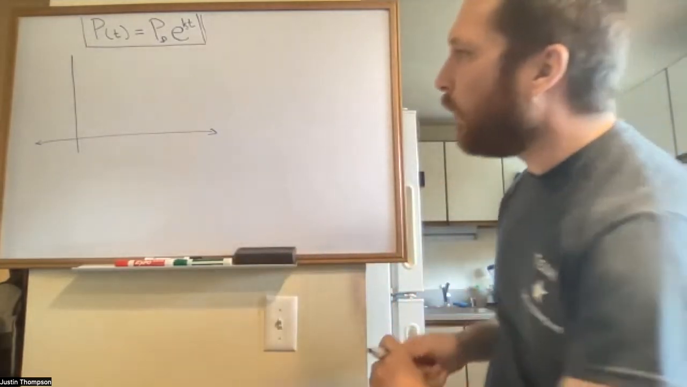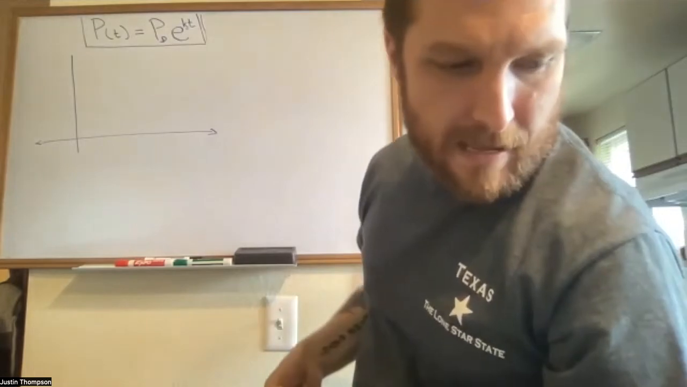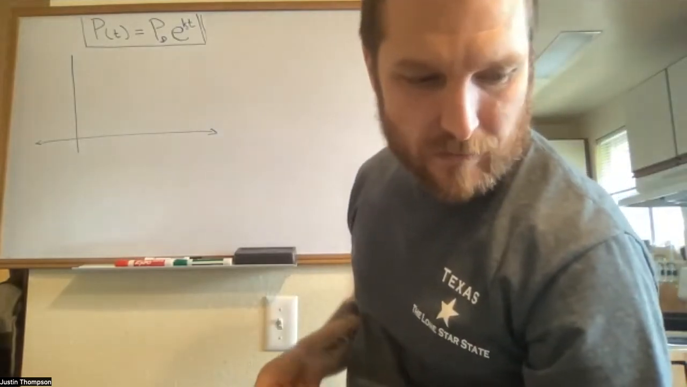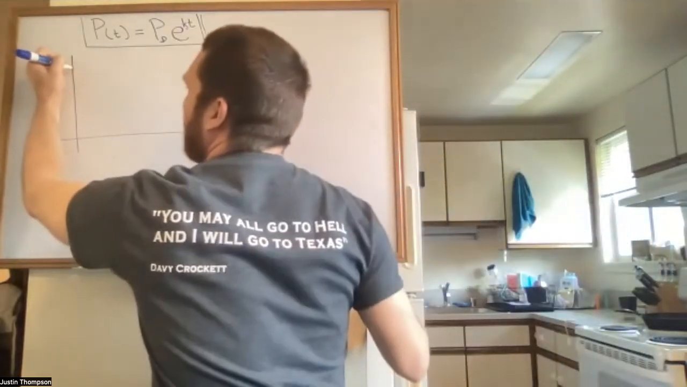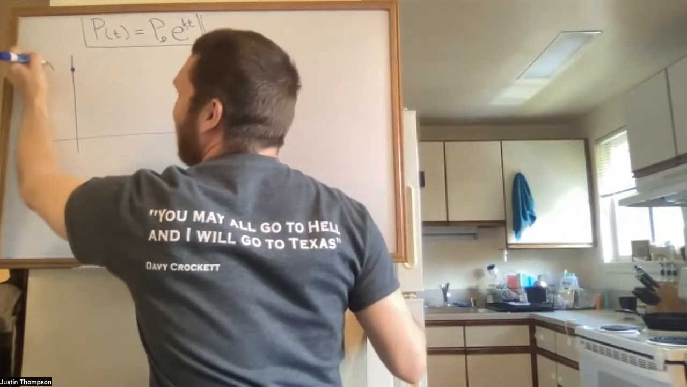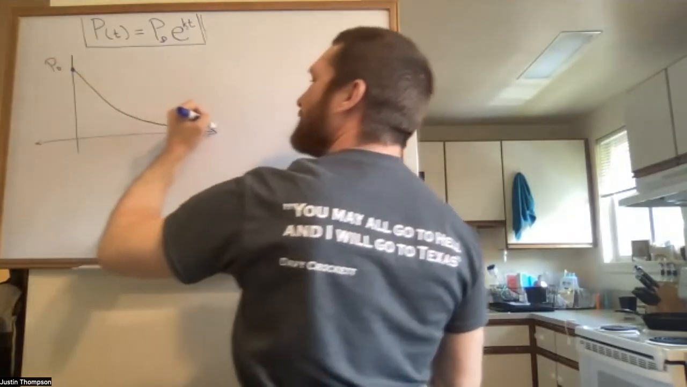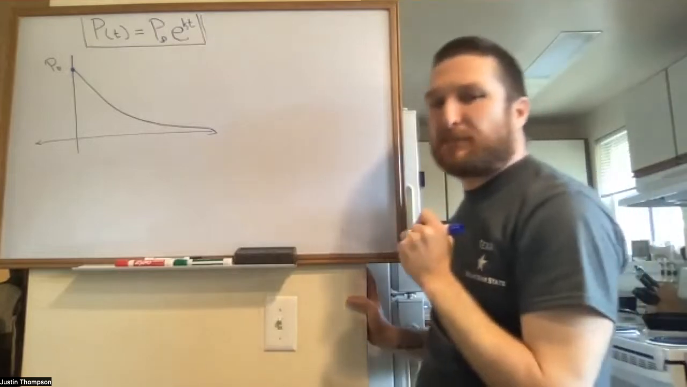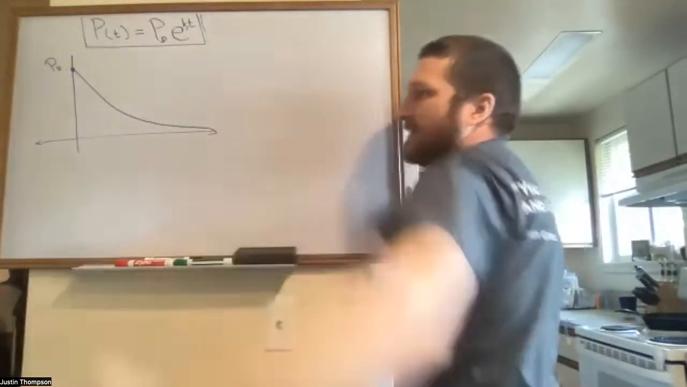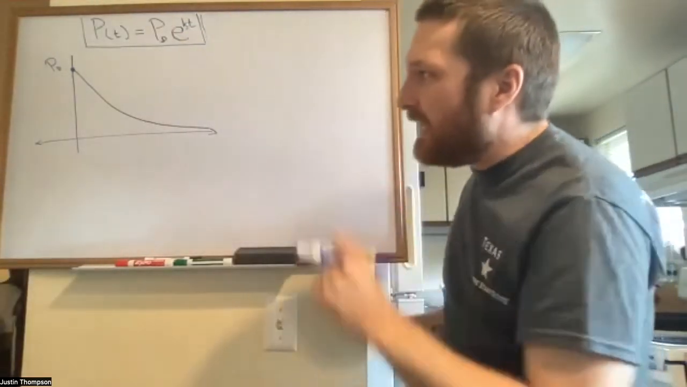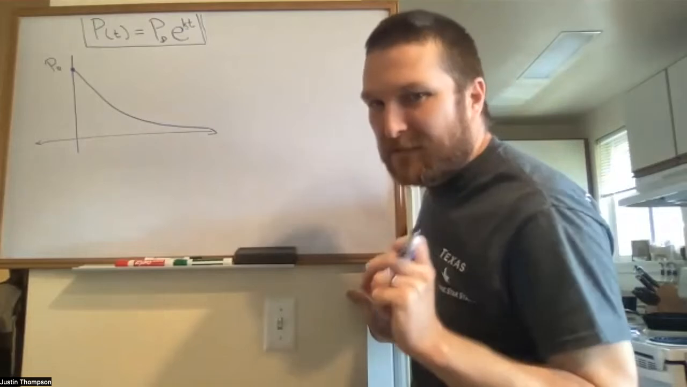So what happens is you have some initial value. We're going to call it P0. And over time, it decays. And it decays exponentially. That is, it obeys this kind of function. And be very careful with this.